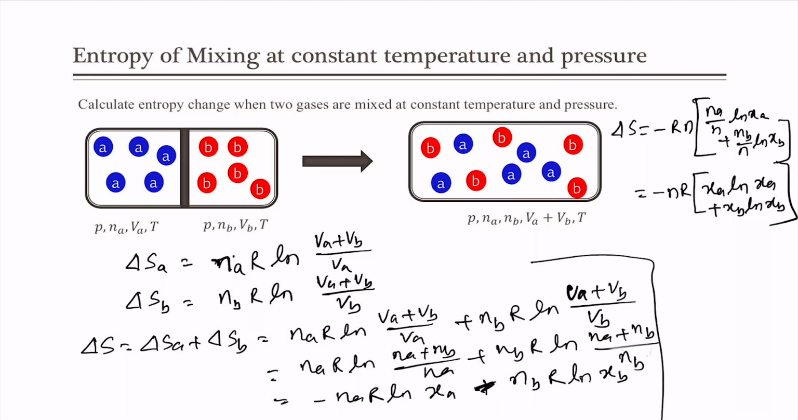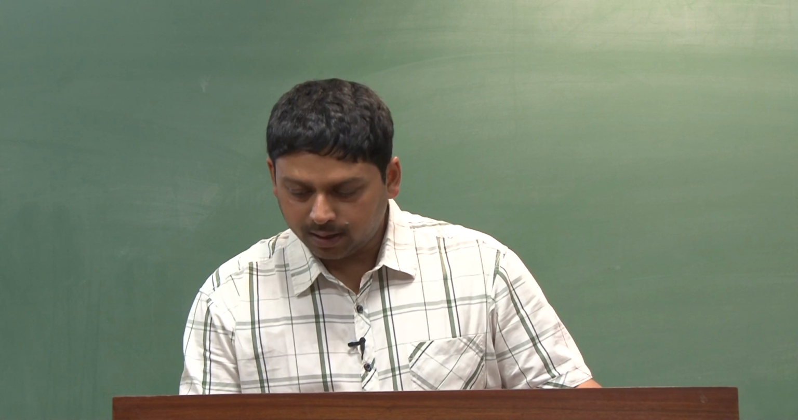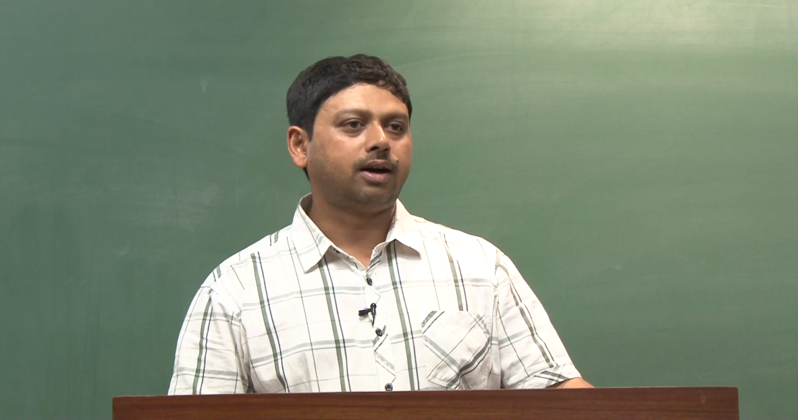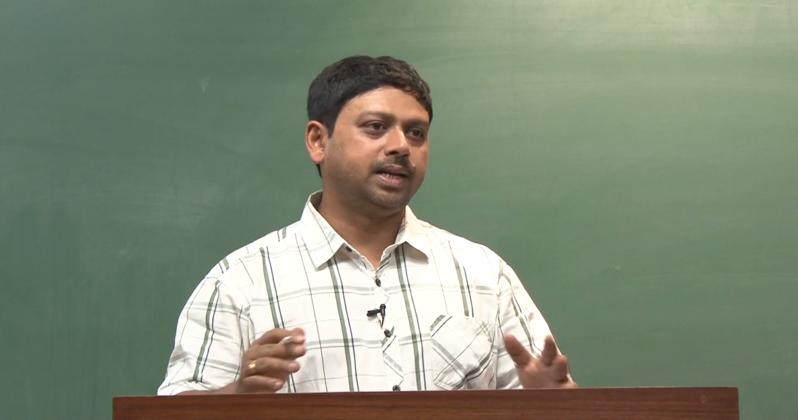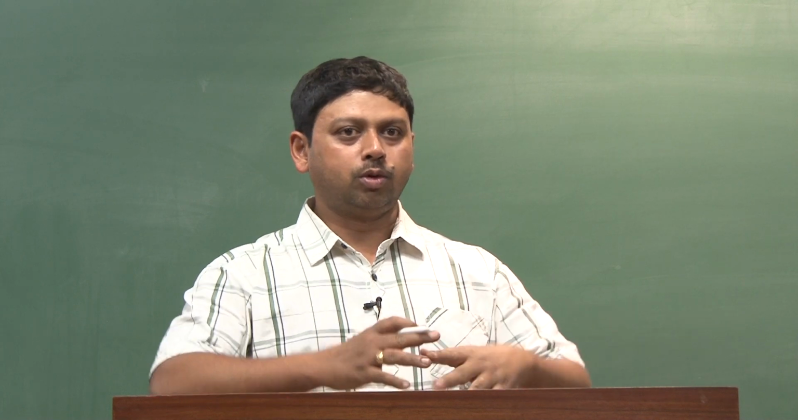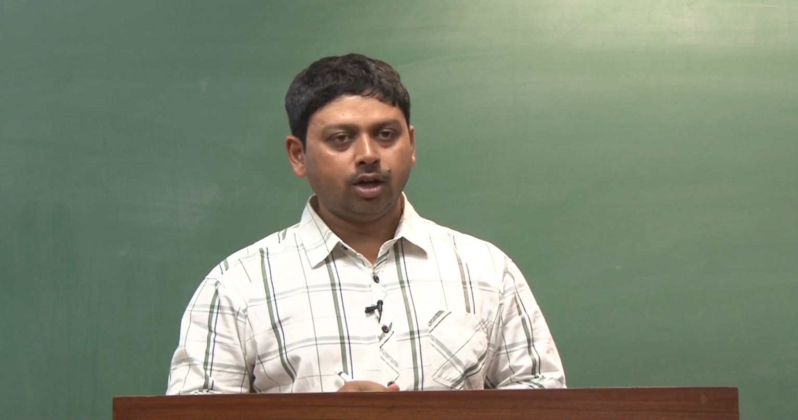Now, this we can generalize to multiple mixtures as well. Let us say multiple gas molecules are mixing, then overall we can write minus nR sum over i of x_i ln x_i. We can see that if the x_i's are half, then we get a famous formula: half ln half will give nR ln 2. That is the entropy of mixing when the volume just doubles.